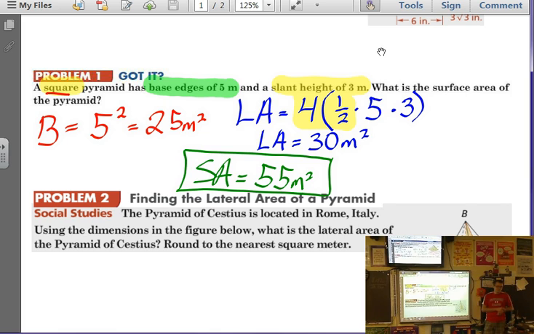Questions? So, first thing here is number of faces, then area of each face.